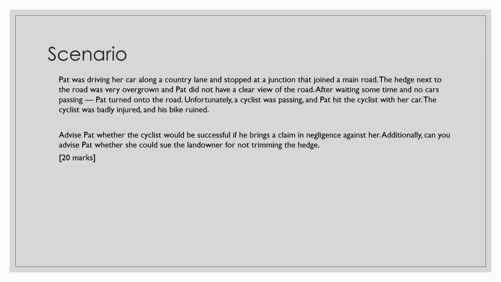So here's the scenario. Pat was driving her car along a country lane and stopped it at a junction that joined a main road. The hedge next to the road was very overgrown and Pat did not have a clear view of the road. After waiting some time and no cars passing, Pat turned onto the road. Unfortunately, a cyclist was passing and Pat hit the cyclist with a car. The cyclist was badly injured and his bike ruined. Advise Pat whether the cyclist would be successful if he brings a claim in negligence against her. Additionally, you advise Pat whether she could sue the landowner for not trimming the hedge.